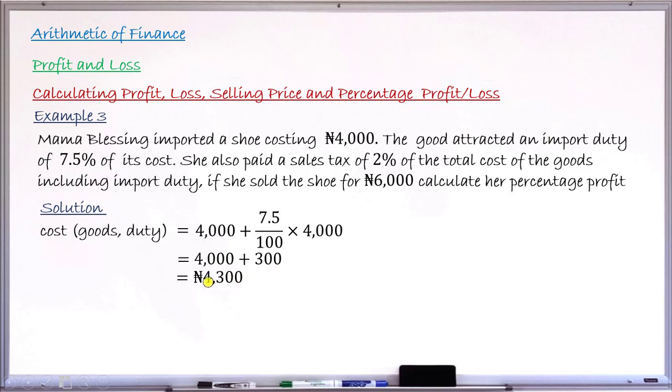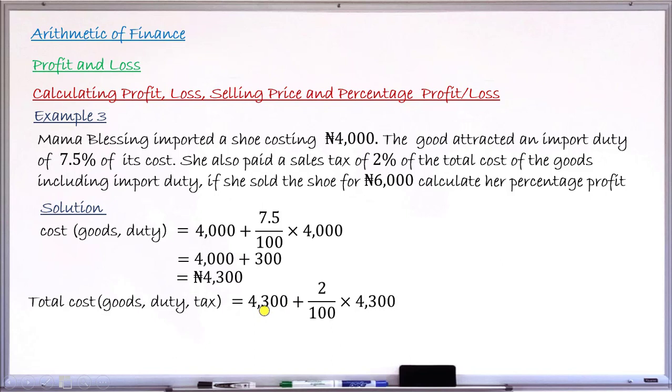It is from this amount that she now paid 2%, because she paid the sales tax of 2% of the total cost. What total cost? The cost of the goods, including the import duty. So let's just find the total cost. Total cost, duty, and the tax will now be equal to 4,300, that is the cost of the goods and the duty, plus the 2% sales tax. And this 2% is 2% of 4,300, that is the cost of the goods and the import duty.